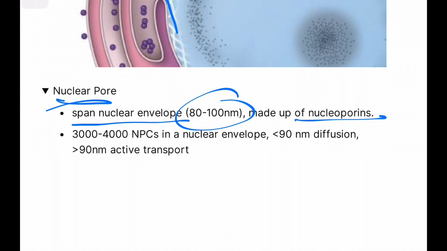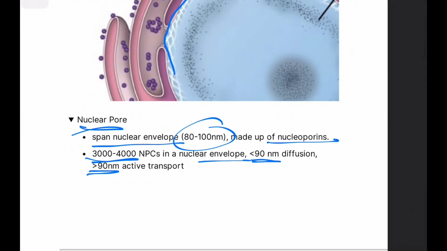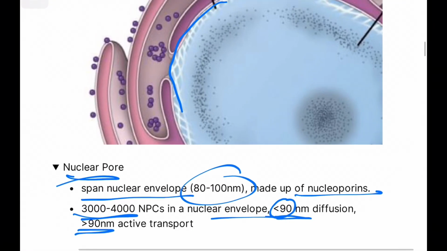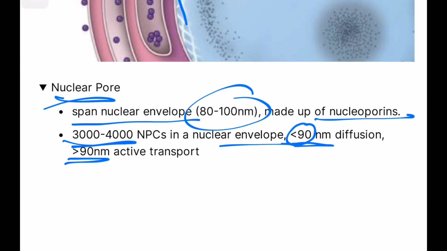So nuclear pore, I wrote, spans the nuclear envelope 80 to 100 nanometers. It's made of nucleoporins. There's 3,000 to 4,000 nuclear pore centers in a nuclear envelope. There's less than 90 nanometer diffusion, and over 90 nanometers has active transport. So what that just basically means is if it's under 90 nanometers, it's just going to diffuse right through, right? Is that what's important here? Maybe the nucleoporins are important. Everything else is actually not important, right? Like, are they really going to test me?